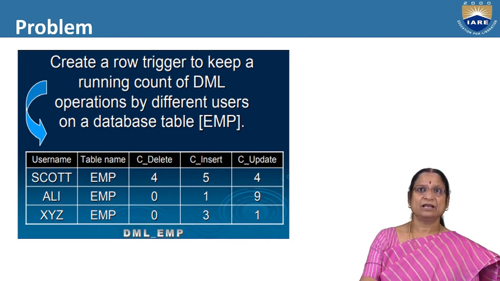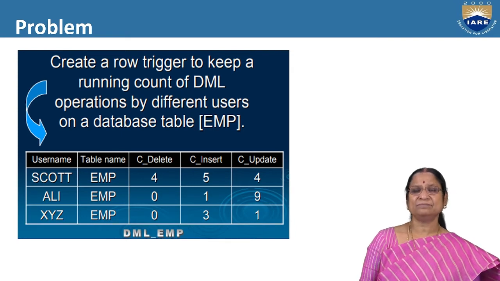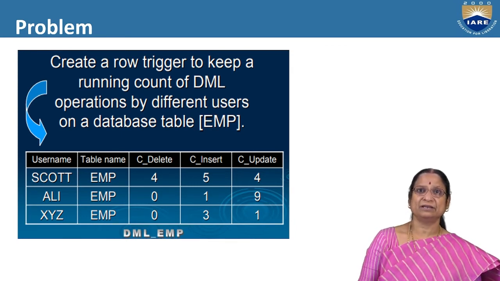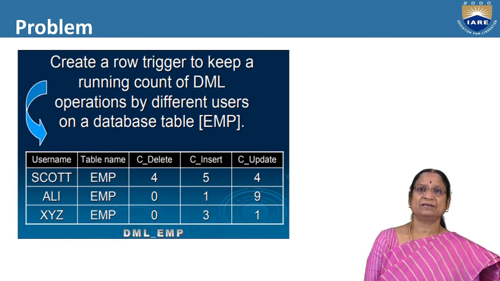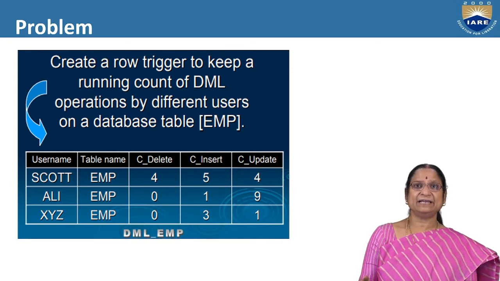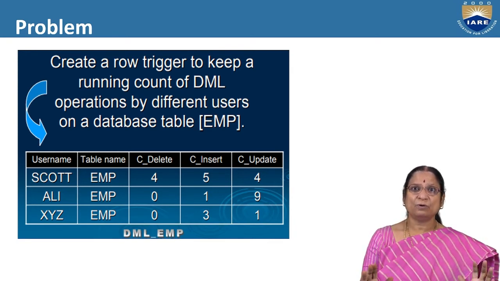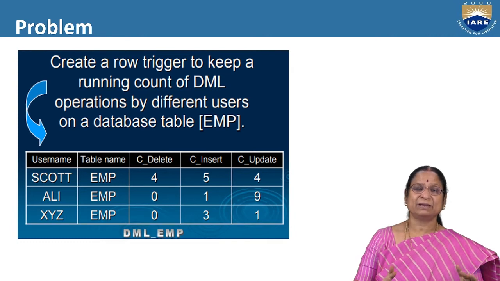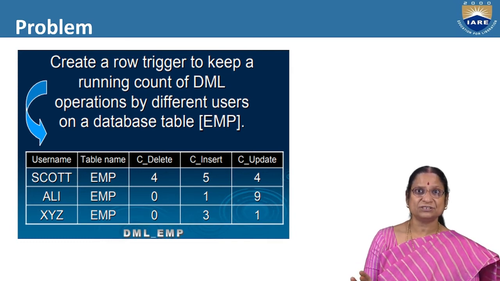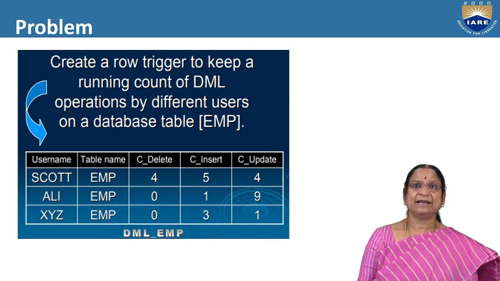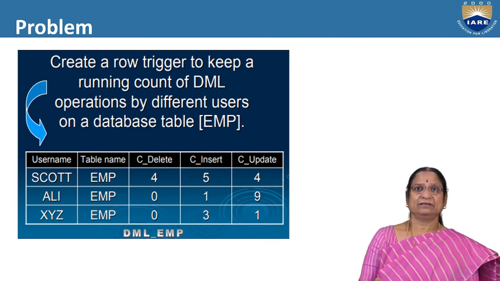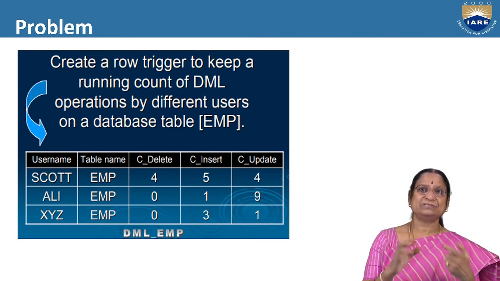So, create a row trigger to keep a running count of DML operations by different users on a database table. Generally, this type of trigger mechanism is most important in auditing our databases. These triggers are already written by the DBA on various tables so that they can identify which tables are accessed by how many users and what operations are performed. All this auditing is easily identifiable by administrators of databases by imposing such triggers.